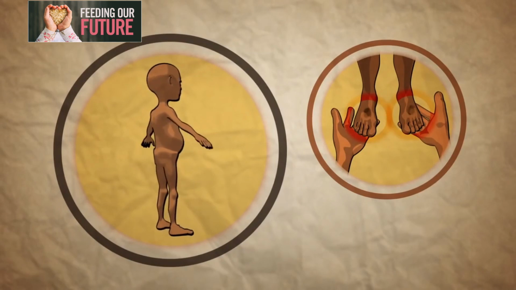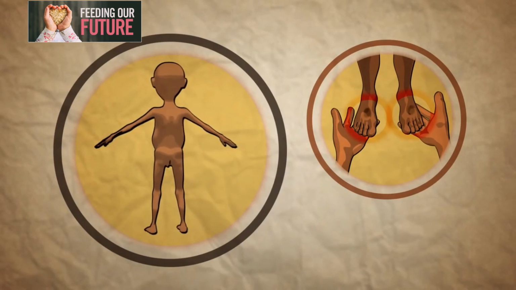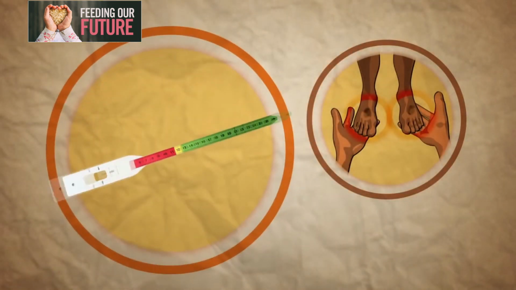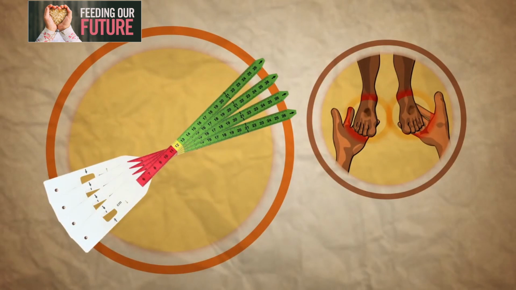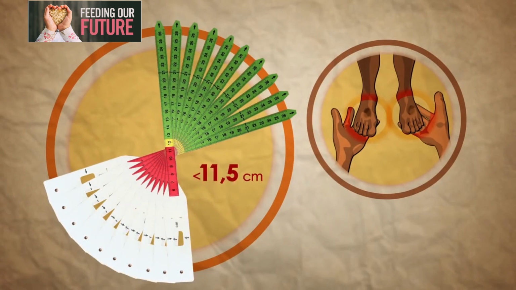If a child under 6 months has visible signs of severe wasting or edema of both feet, they must be referred. If a child older than 6 months has a mid-upper arm measurement of less than 11.5 centimeters or pitting edema and a medical complication such as pneumonia, diarrhea, and fever, they must also be referred.